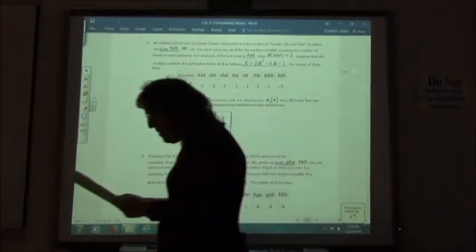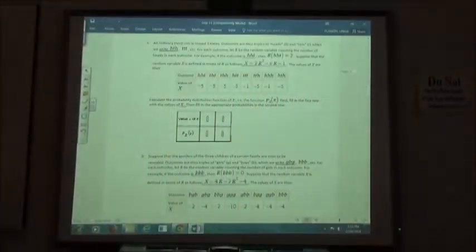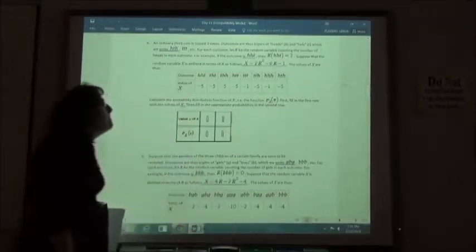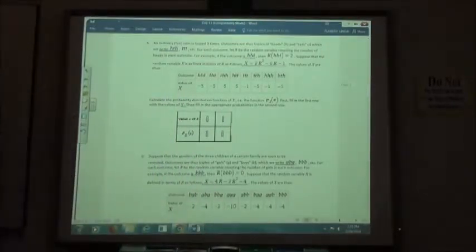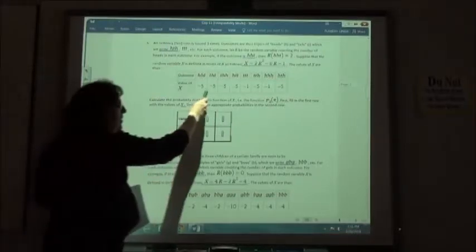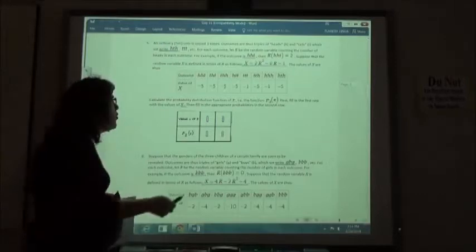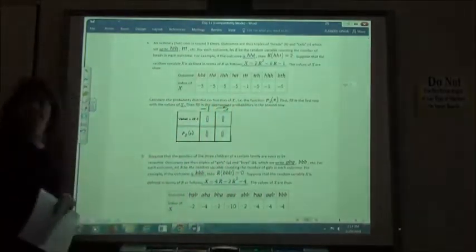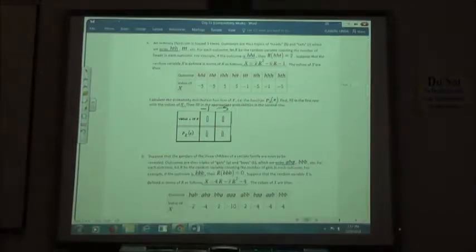So number 5, same kind of thing. We tossed a coin. It gave us the outcomes. And so this time we only have 2 possible answers. The 2 possible numbers that we got are, looking in your table, -1 and -5. Doesn't matter which order you put them in. Those are the only values that I have in my table for x, -1 and -5.